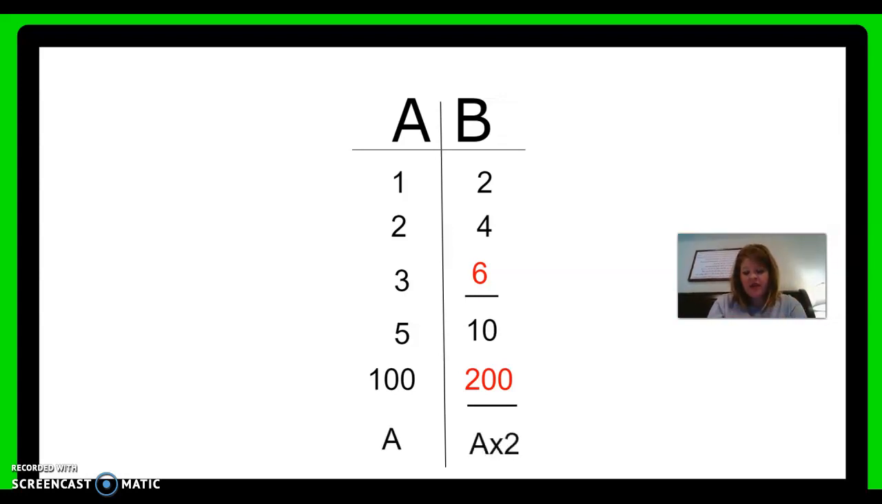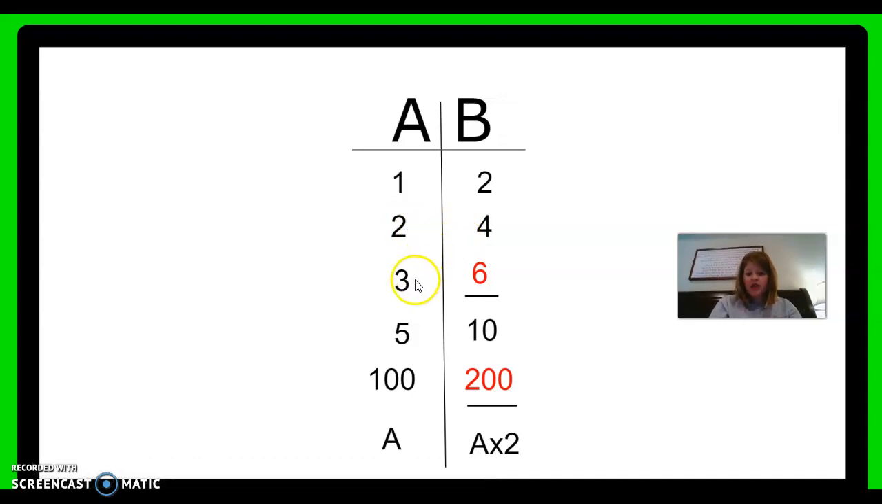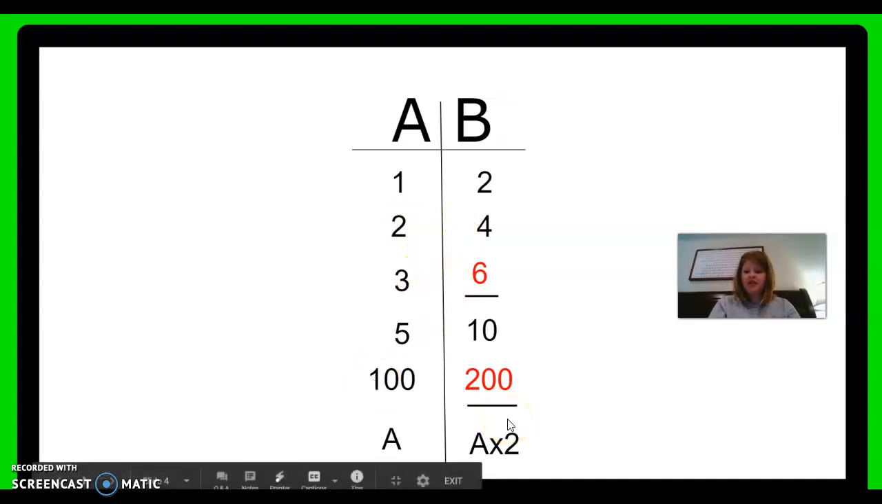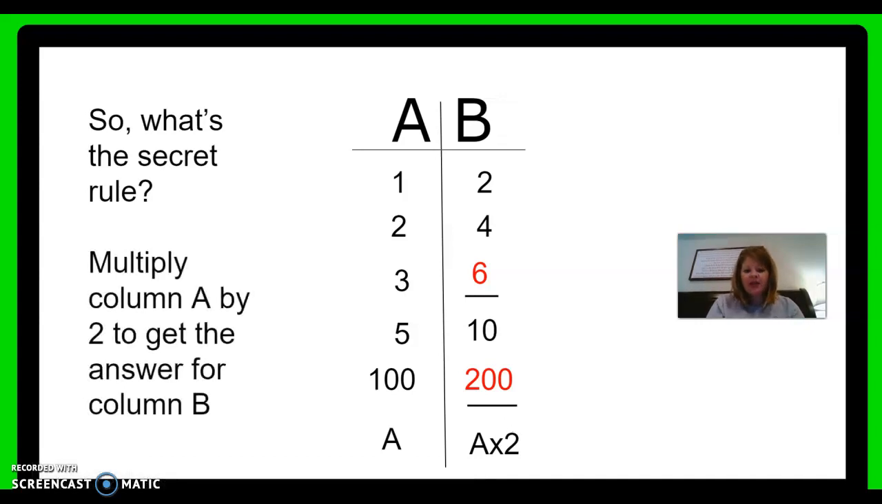So we have A. We did A times 2. All we did was double the number in column A. We doubled this number to get this number. We doubled 3 and got 6. We doubled 100 and got 200. So A times 2, so 1 times 2, 2 times 2, 3 times 2. Okay, let's try another one. And what's the secret rule? Multiply column A by 2 to get the answer for column B.